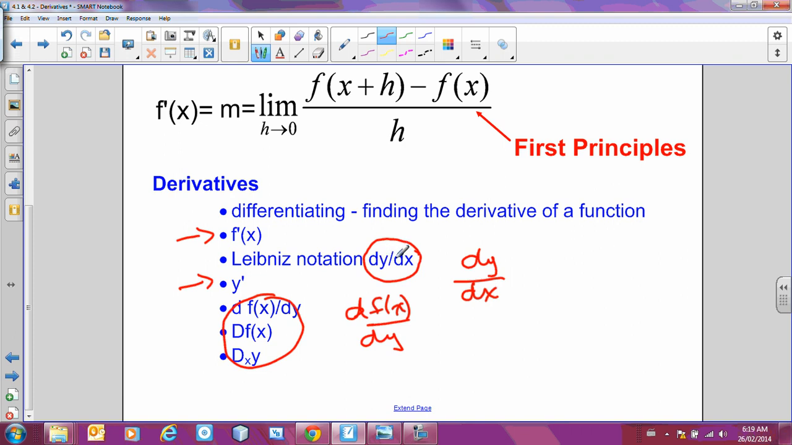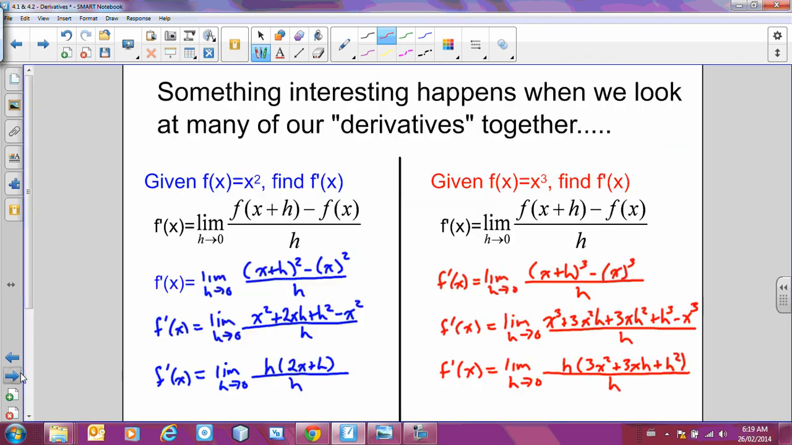I think it's not until next year, so we probably will see f prime of x almost exclusively. Occasionally I may write y prime just because I do that sort of thing. Just know that there are a bunch of other things out there, and if you run into them, it is the same thing. So all that to say, something interesting starts to happen when we start looking at our derivatives.